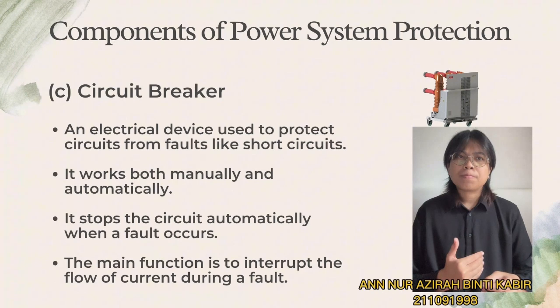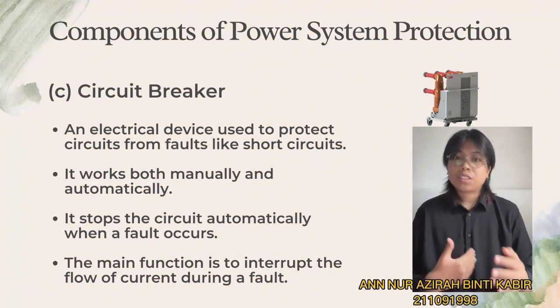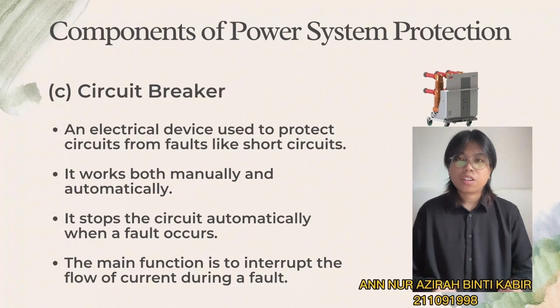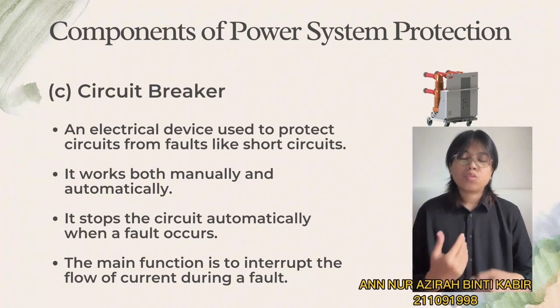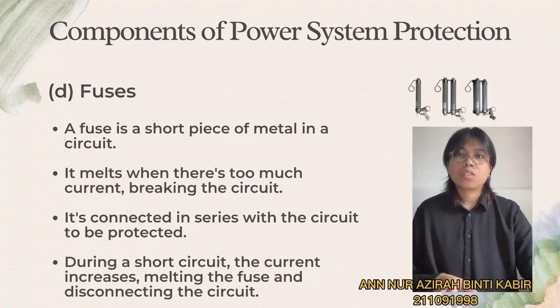And as for the circuit breaker, it's an electrical device used to protect circuits from faults like short circuits. It works both manually and automatically. So the main function is to interrupt the flow of current during a fault to ensure the stability and the reliability for the protection to work.